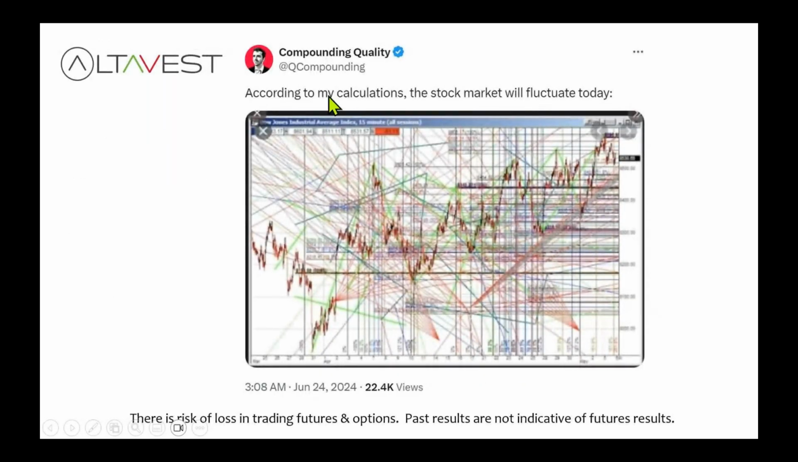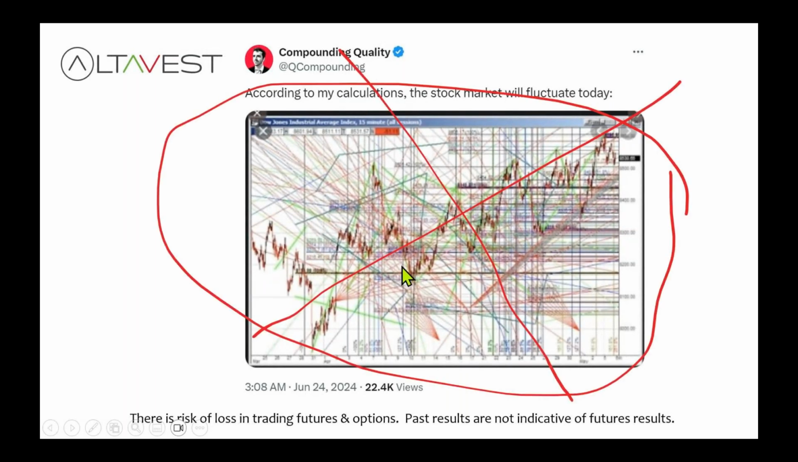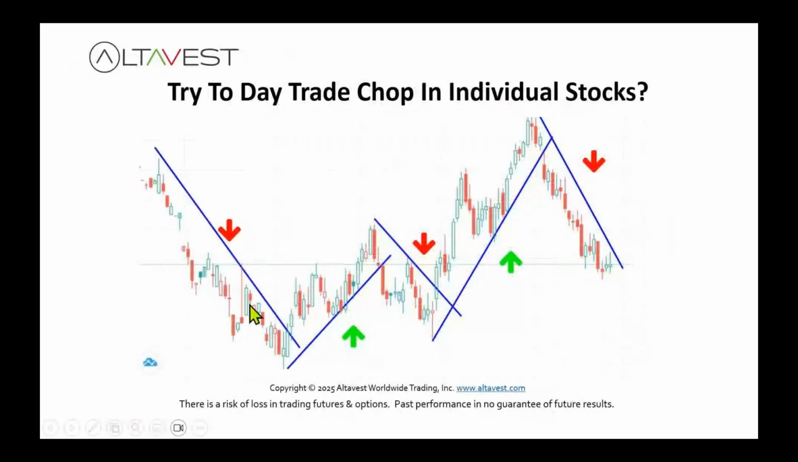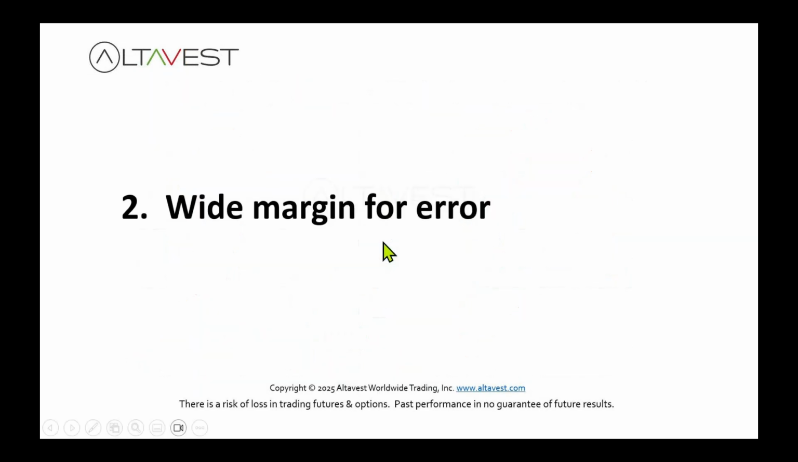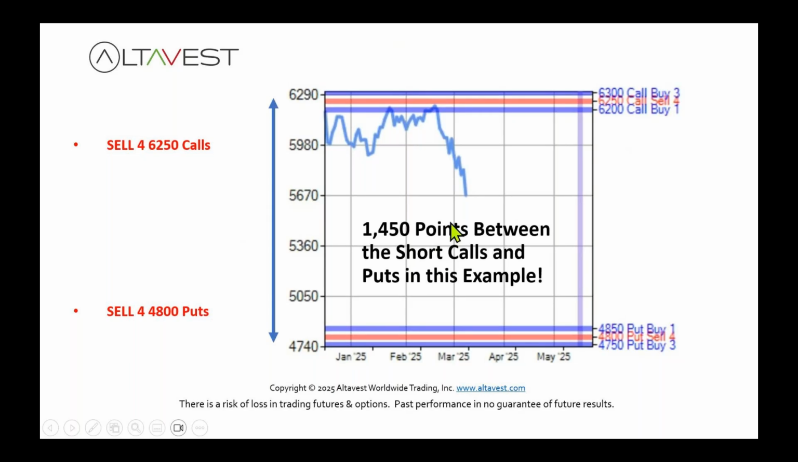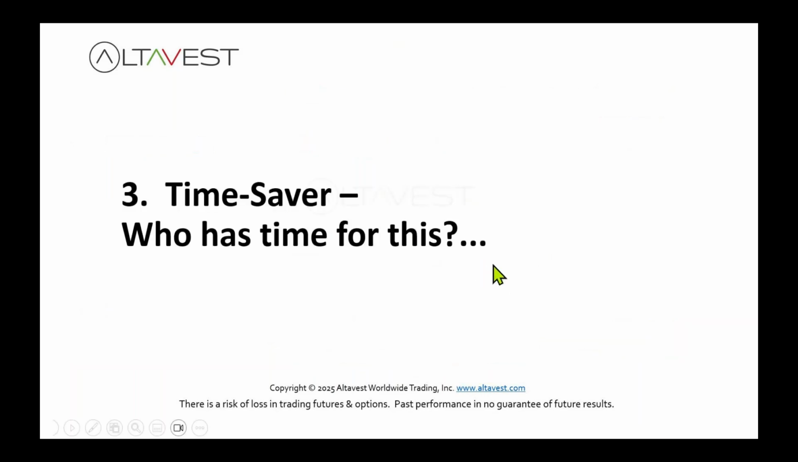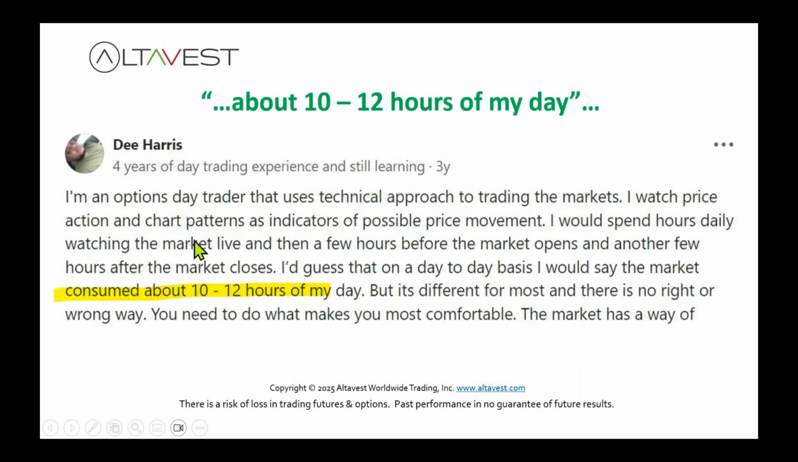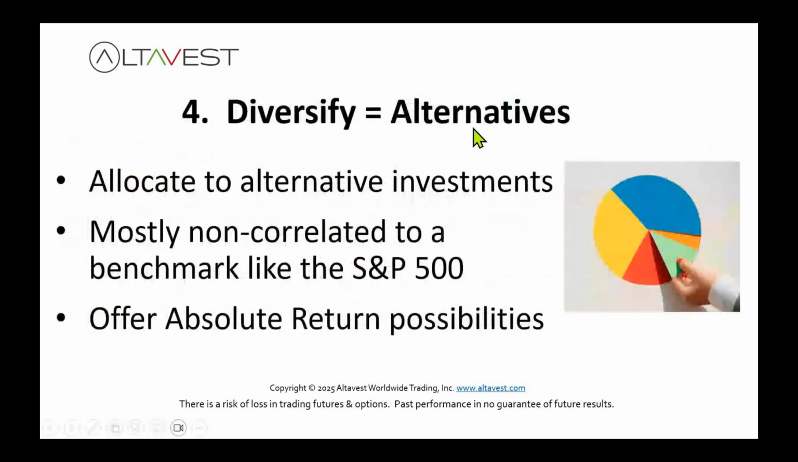This is a great chart here. According to my calculations, the stock market will fluctuate today. So that's not what we're trying to do here, or even try to catch every little up and down on every 5-minute or tick chart. So a lot of these trades have a really wide margin of error, 1,450 points, for example, between those short calls and short puts on this dragonfly. We think it saves a lot of time. Here's someone talking about consuming 10 to 12 hours a day in the market. We don't have time for that.